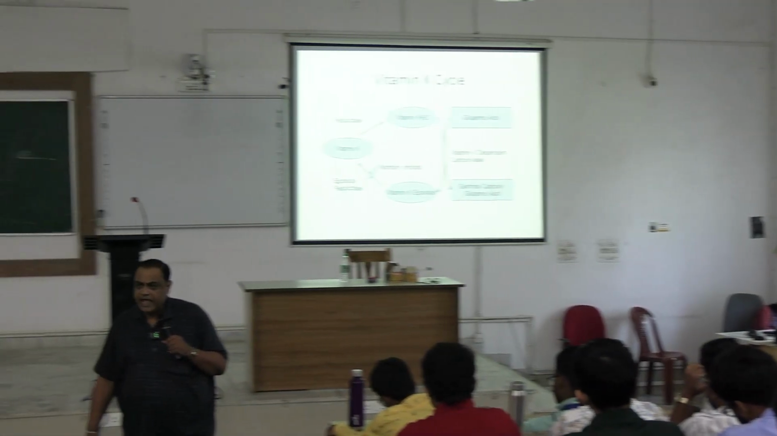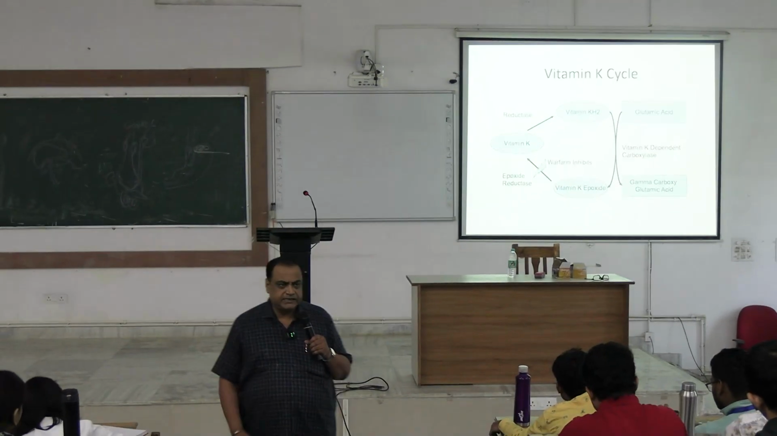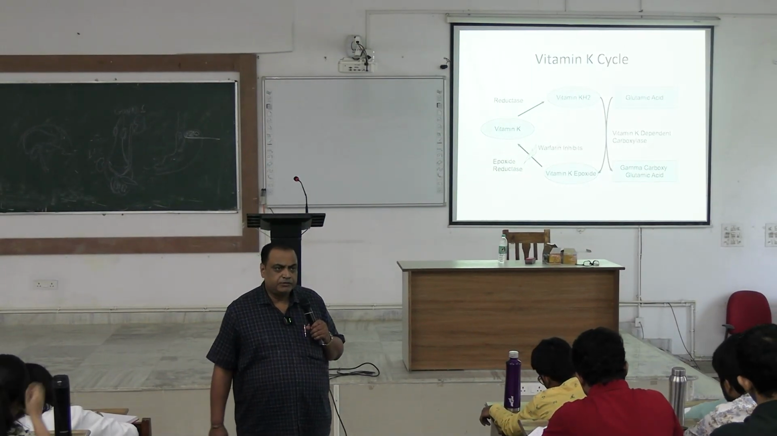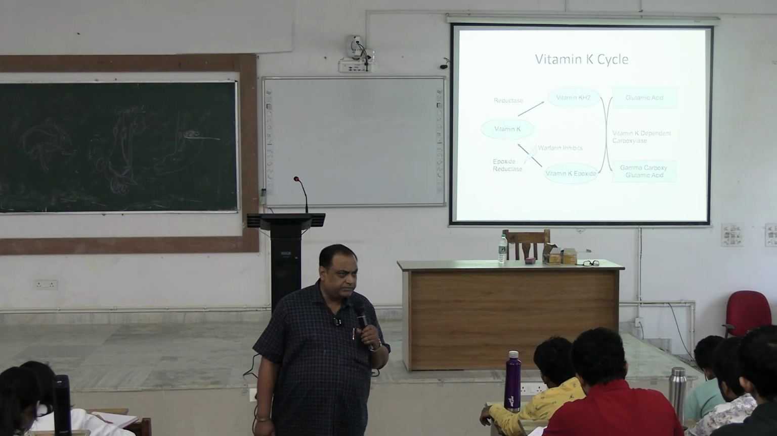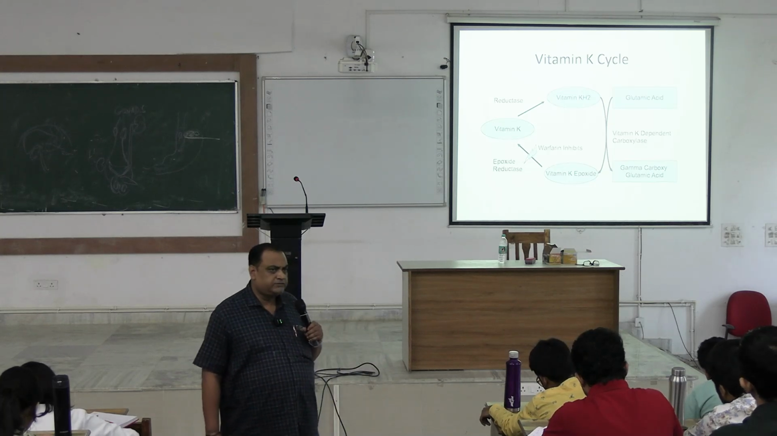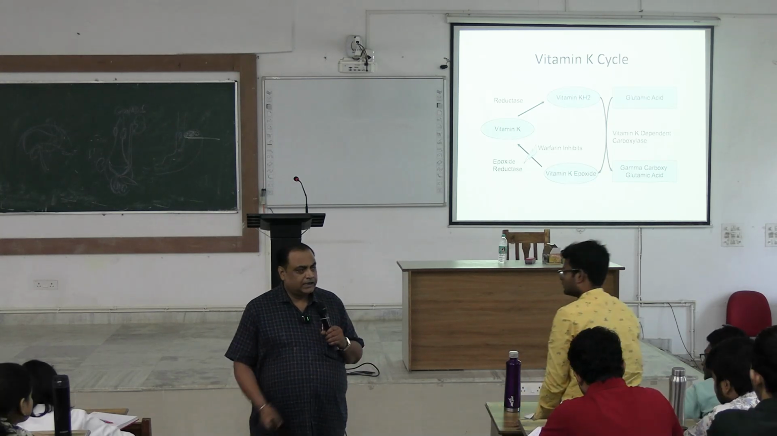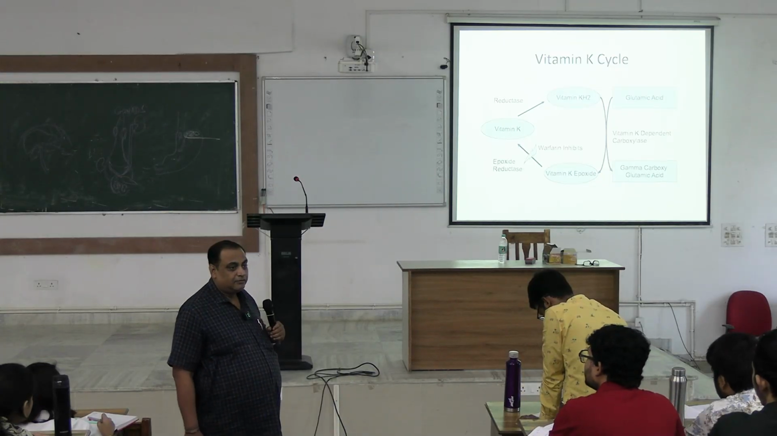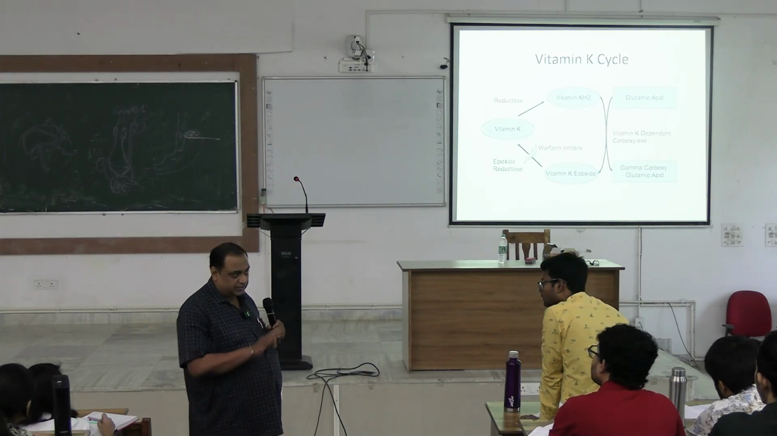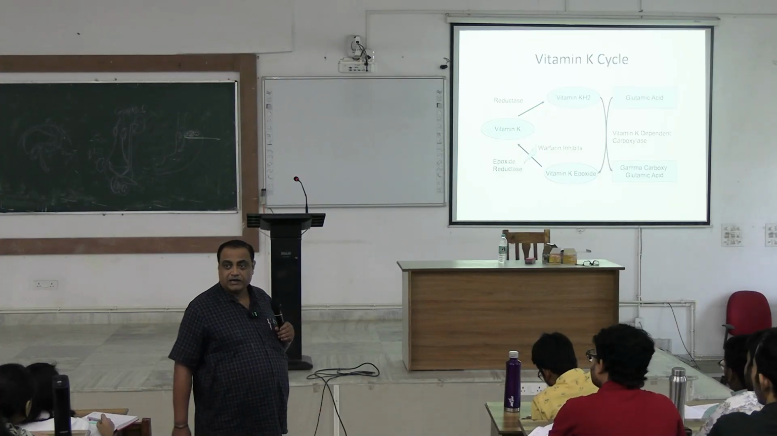These antagonists act at this stage: epoxide reductase. One of the examples is warfarin. What is warfarin used for? That is an effect, but what is it used for?